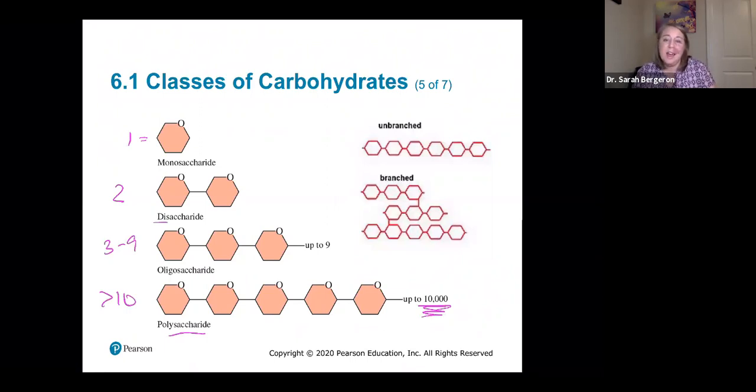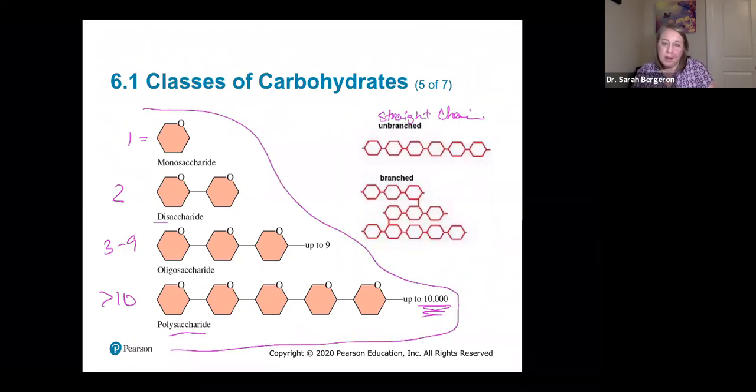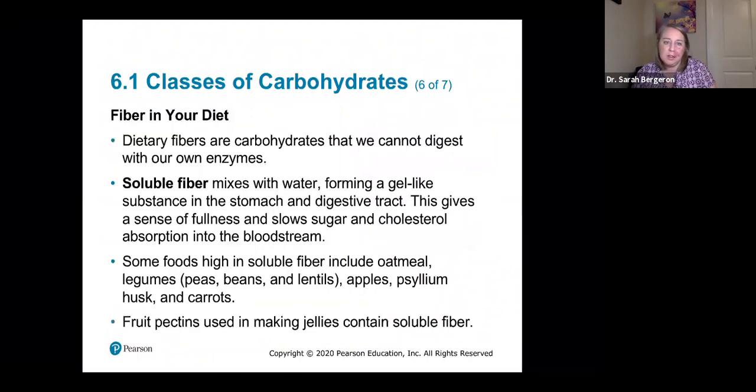The only thing that your book didn't have was kind of to give you a visualization of unbranched and branched. So unbranched is like your straight chain, right? So everything that we've drawn over here is a straight chain. But here we have an example of branched. So here's our initial straight chain, and then coming off of that straight chain, we have a branch. Coming off of that branch, we have another branch, right? So that's your difference between straight chains and branches.